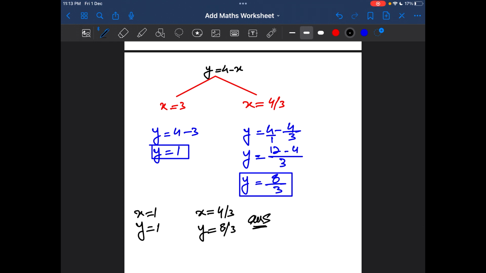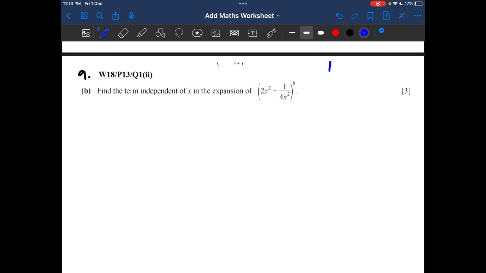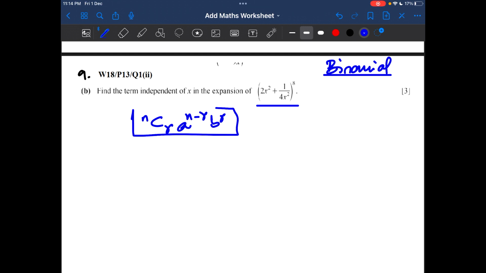Moving on, in question number 9, we have the binomial topic. This one is binomial. It says find the term independent of x in this expression, in this binomial over here. So first look at the binomial. We need to find out the term. The formula to find out the term is NCR a power n minus r b power r here. So we need to know the value of n. The whole bracket power is the value of n, which is 8. The first term along with sign is the value of a. The second term along with sign is the value of b, which is 1 upon 4 x square.